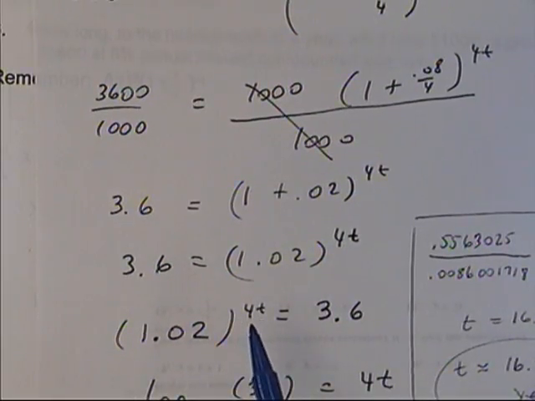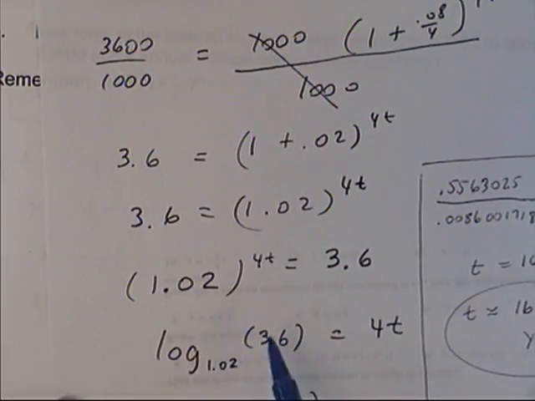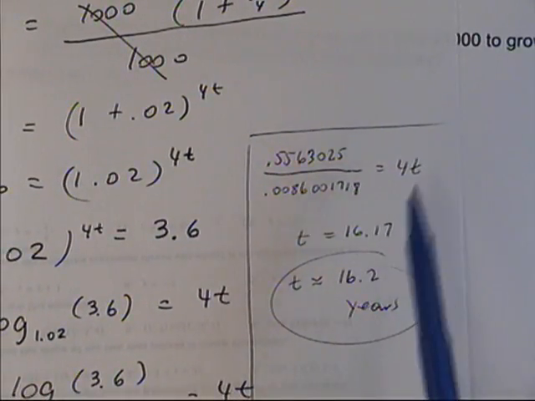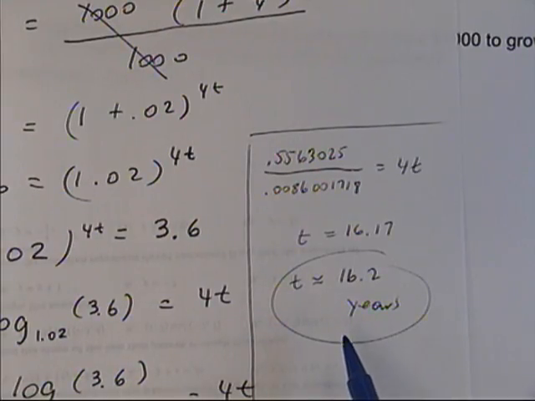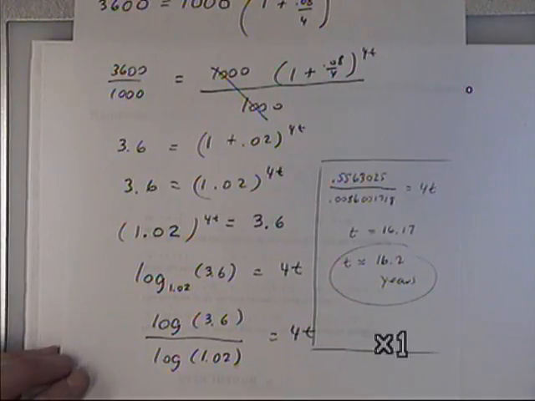And when I get to here, what I'm going to do is use a logarithm. Log base 1.02 of 3.6 equals 4t. That's the hard step right here. And then once we have a log with two number values in the base and the argument, I can use the change of base formula, which gets me a value. And then I just divide by 4. And there it is again.